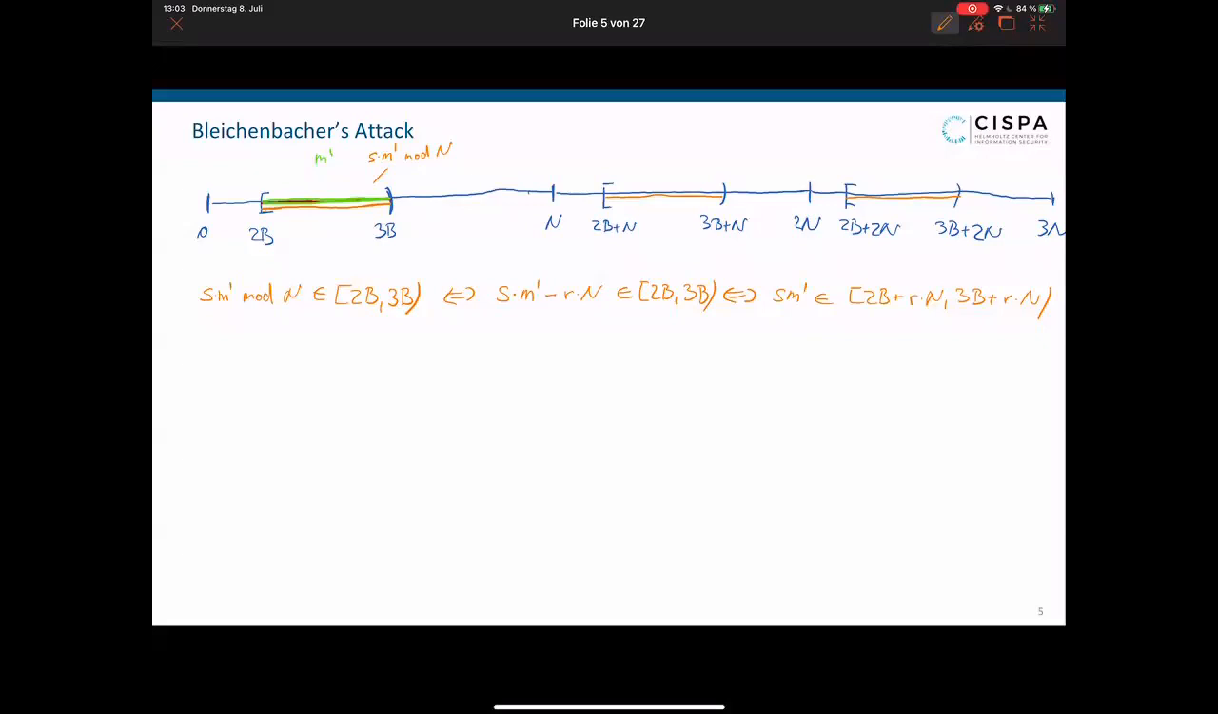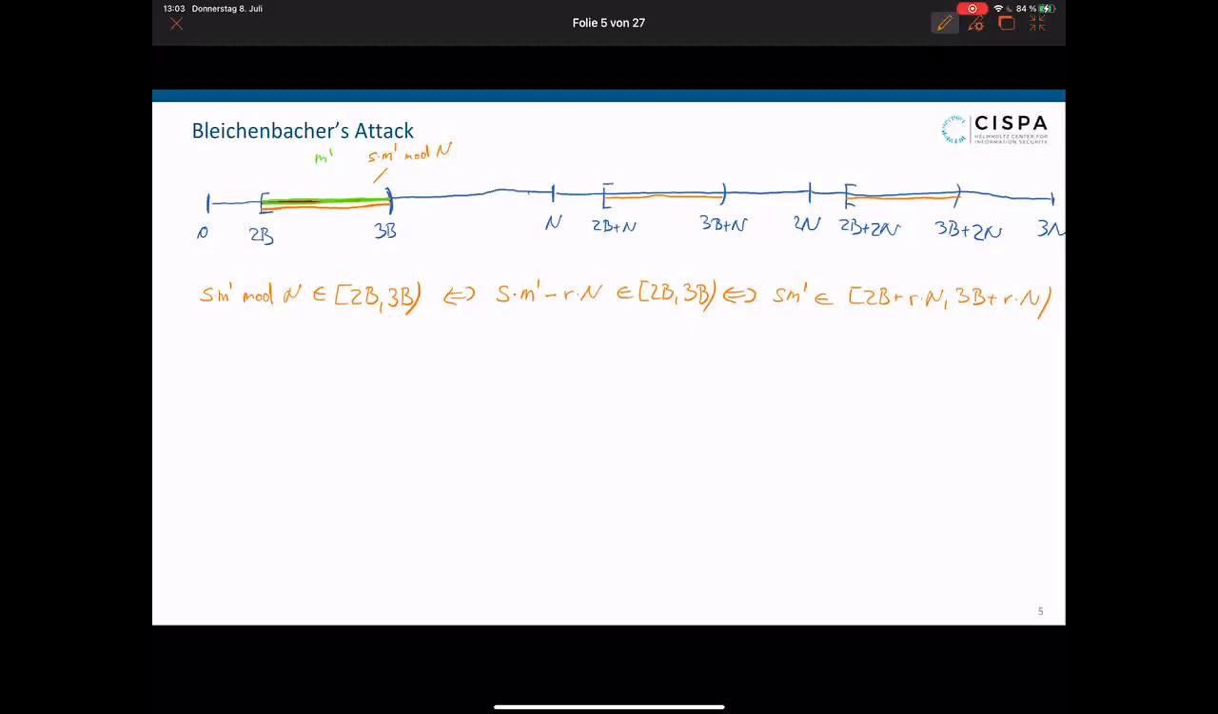So the point why this works is because this interval 2b, 3b is really big, right? I mean, this is of course not drawn to scale, but it looks like it covers almost half of what you have of the numbers between 0 and n. It's not half, but it's a large fraction. It's in fact a constant fraction. Good question. So now we know that S times M is in one of these orange intervals.